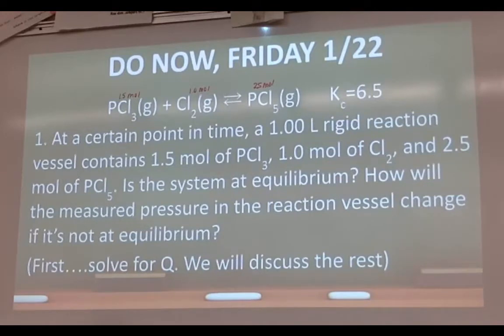Is the system at equilibrium? How will the pressure change if it's not at equilibrium? I kind of gave a hint here. I said first solve for Q. We're going to talk more about Q versus K today, the importance of Q versus K.